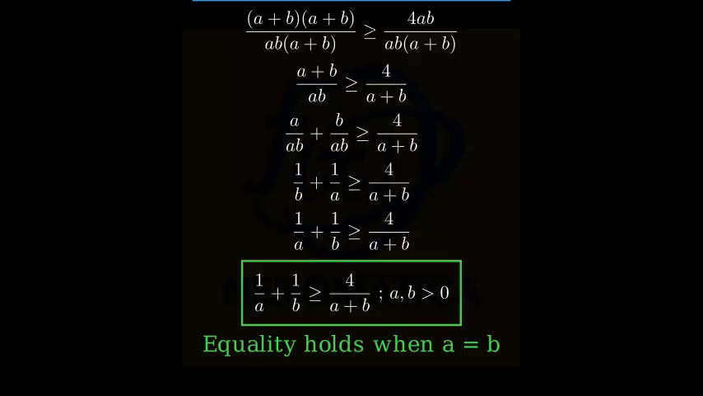The image also shows a second theorem. A squared plus b squared plus c squared is greater than or equal to ab plus ac plus bc.